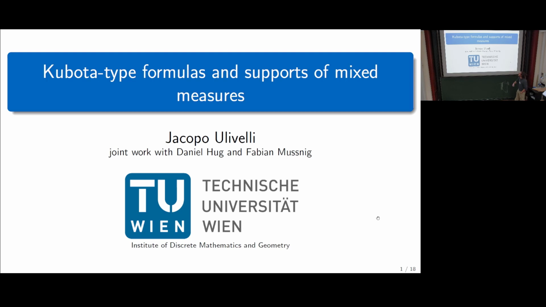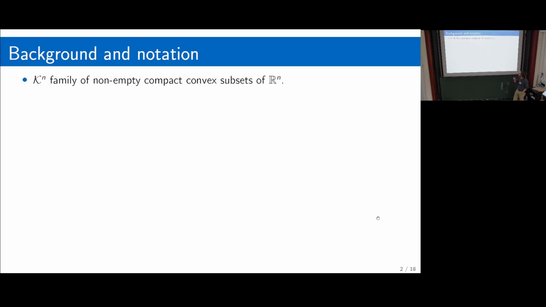So, Kubota-type formulas and support measures. You might be wondering what it is. So let's start with some preliminaries. This is joint work with Daniel Hug and Fabian Mussnig. You can already find it on the arXiv if you want.